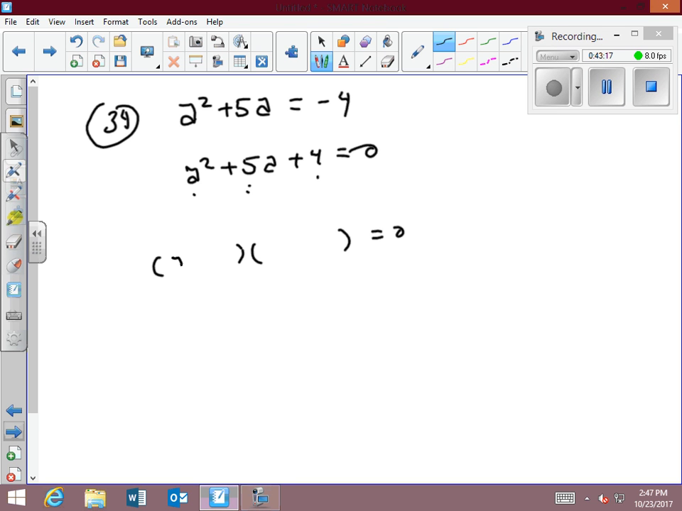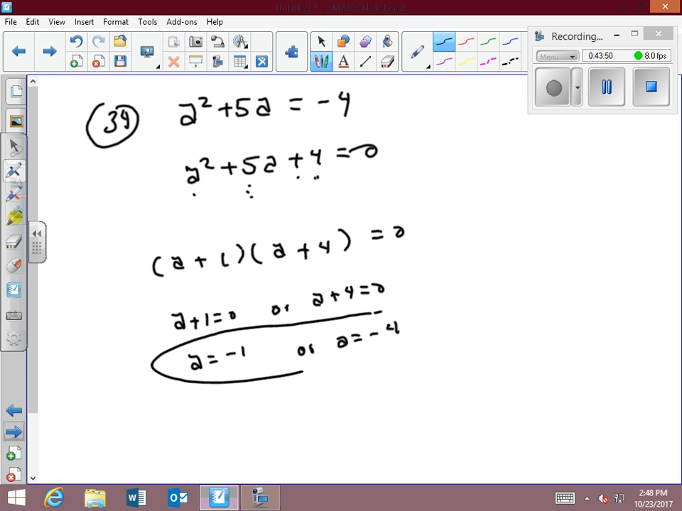And it's going to be what? An A and an A. And then the sum, both pluses, right? So what numbers? Product is 4, sum is 5. Okay, 1 and 4. So it's A plus 1 equals 0, or A plus 4 equals 0. And A equals minus 1, or A equals minus 4. And there's your answer.